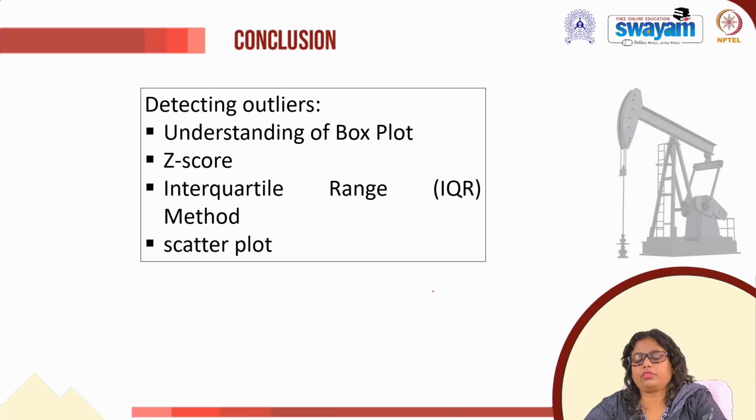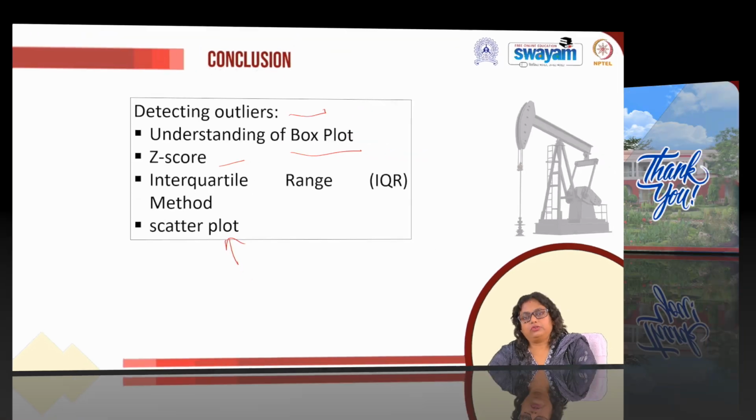Now we have reached the last one, so we can conclude here. In today's discussion, we talked about detecting outliers. First we got an understanding of the box plot, then the idea of the z-score, then the IQR, interquartile range method, and finally we have the understanding of the scatter plot. This is all about today's discussion.